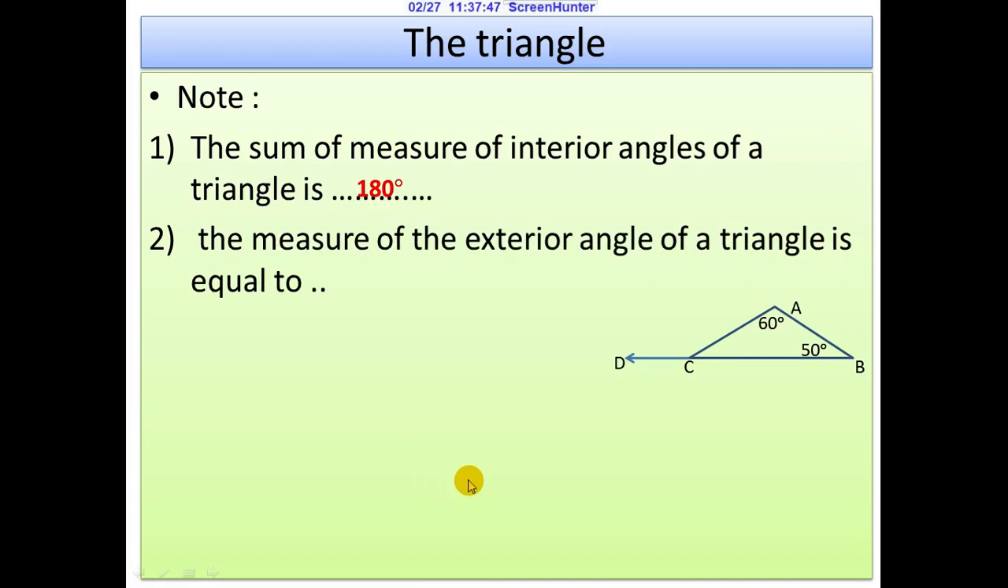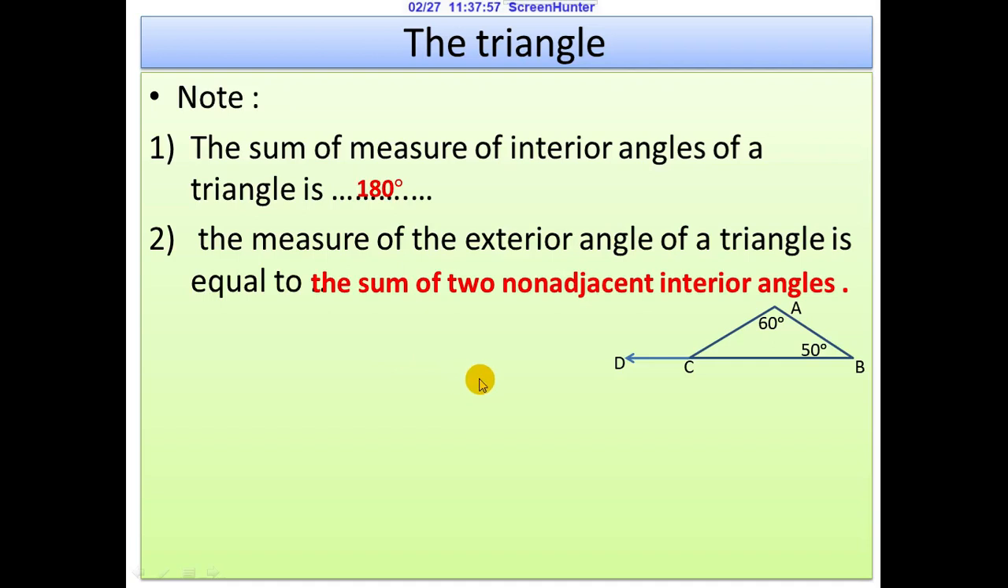Let's see the rule here. The measure of the exterior angle of a triangle is equal to the sum of the two non-adjacent interior angles. Again, the measure of the exterior angle of a triangle is equal to the sum of the two non-adjacent interior angles. It means to find the measure of angle ACD, we must write like that.